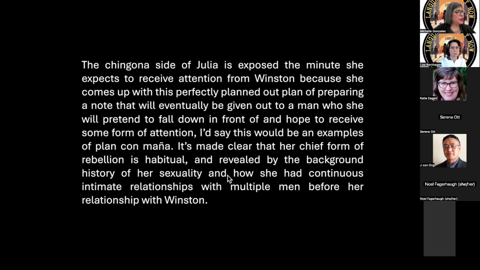It made clear that her chief form of rebellion is habitual and revealed by the background history of her sexuality and how she had continuous intimate relationships with multiple men before her relationship with Winston. Etsyri's use of the phrase plan con maña, which means like a premeditated, non-nefarious ulterior motive, a common phrase in Mexico and El Salvador, illustrates how accessing her mother tongue and accompanying cultural wealth aided in her keen read of the text.